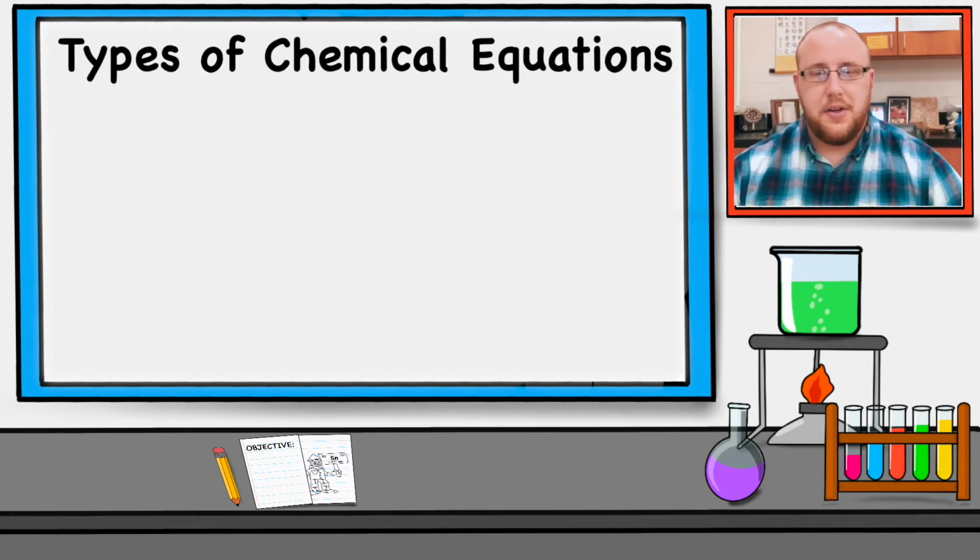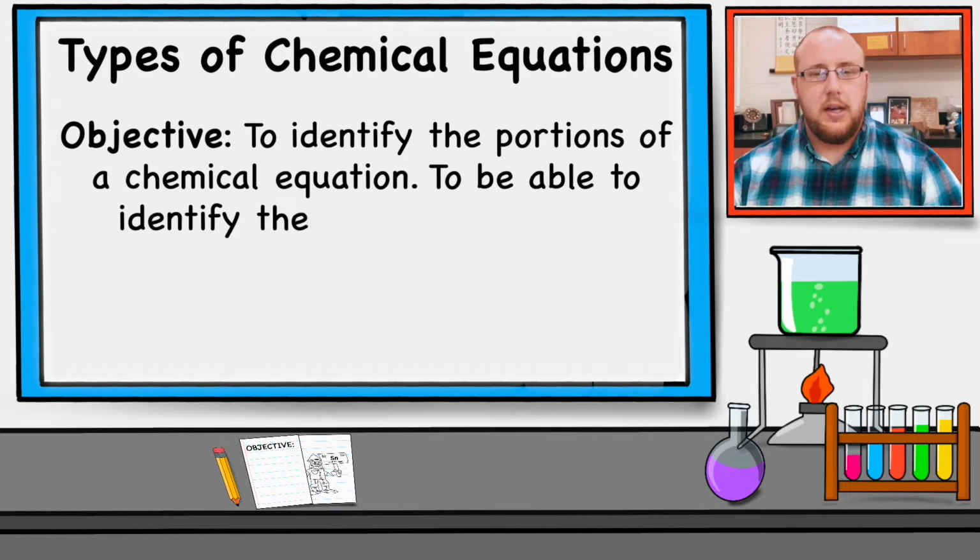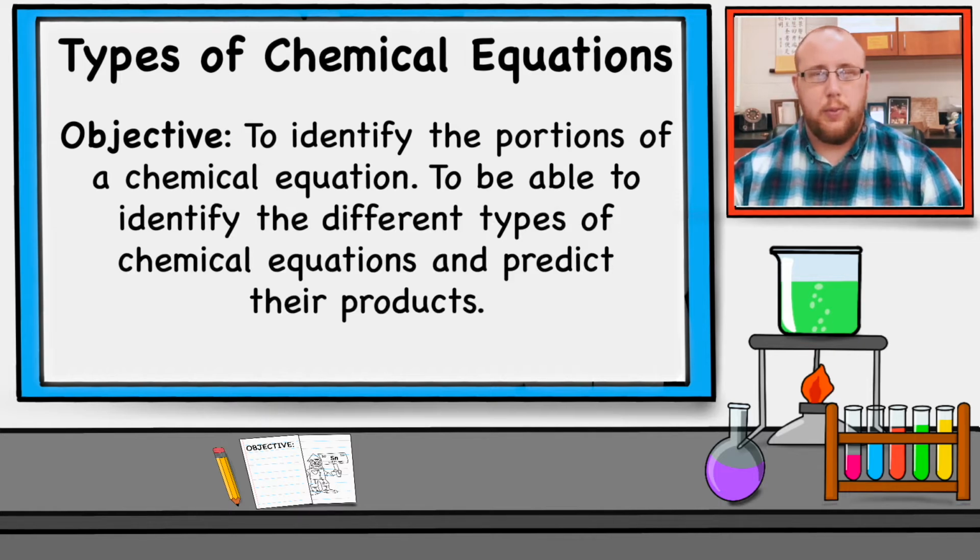Okay, so now that you've got an understanding of how chemical reactions occur, we can talk about how chemists illustrate these reactions. Our goal for today is to be able to identify the different portions of a chemical equation and be able to predict the types of chemical equations and products formed. In saying that, let's dive into what we've got.